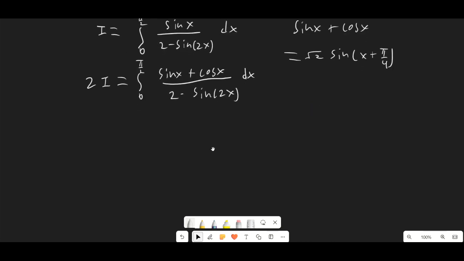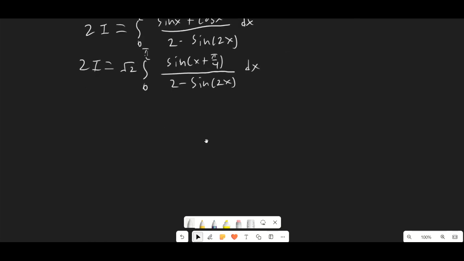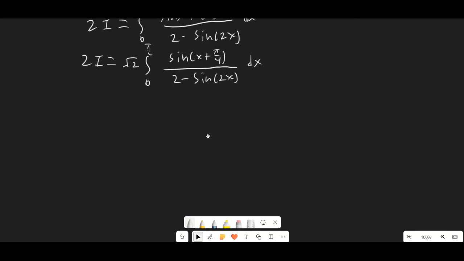So we can go ahead and substitute that in. And we get that 2I equals square root 2 times the integral from 0 to pi over 2 of sine of x plus pi over 4, all over 2 minus sine of 2x. And the reason we wanted to do this is because now we can substitute u equals x plus pi over 4. After we do that, we get square root 2 times the integral from pi over 4 to 3 pi over 4, right?